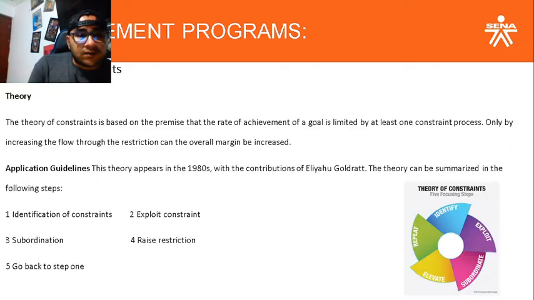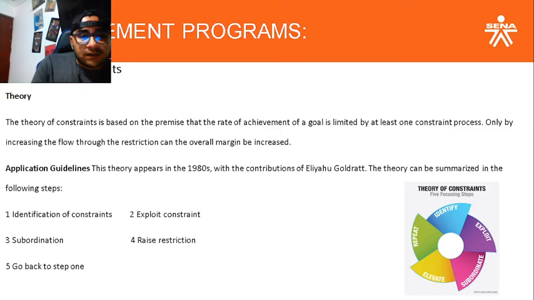Theory of constraints. Theory. The theory of constraints is based on the premise that the rate of achievement of a goal is limited by at least one constraining process. Only by increasing the flow through the constraint can the overall margin be increased.